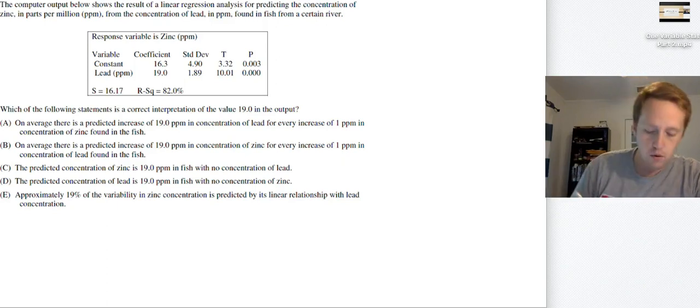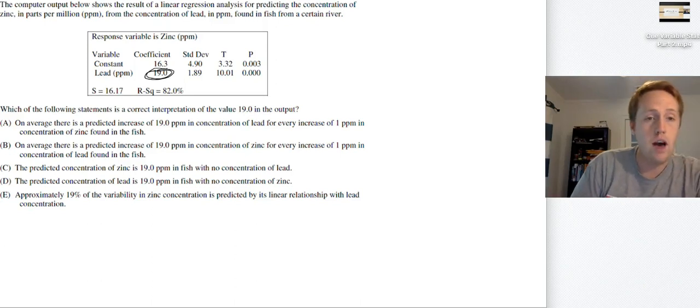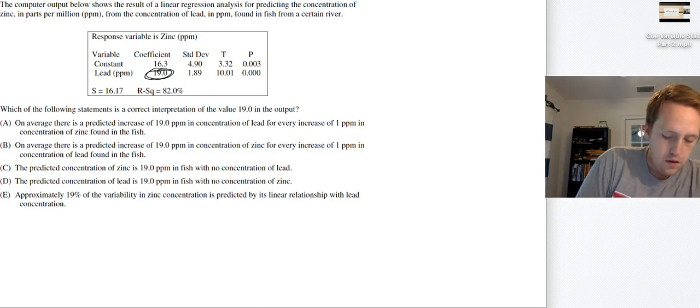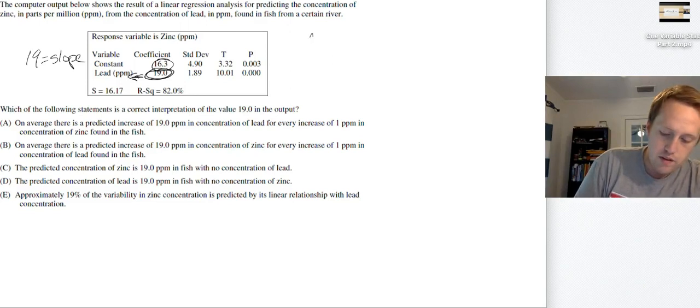Okay, so let's find 19.0 in the output. It's in the coefficient column I was telling you about. So that's either the slope or the y-intercept. Well, it's going with a variable. It's going with the variable lead. That means 19 is the slope. Which means 16.3, not that it's asking about that, is the y-intercept.